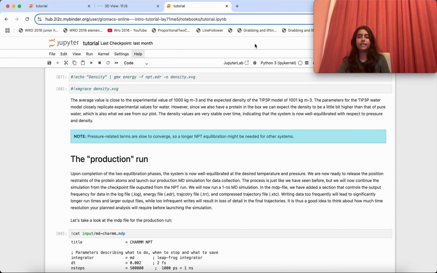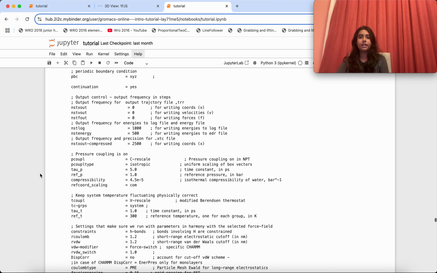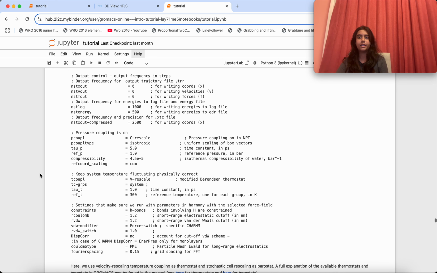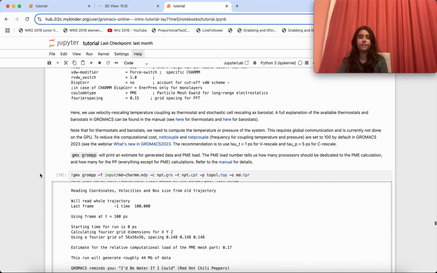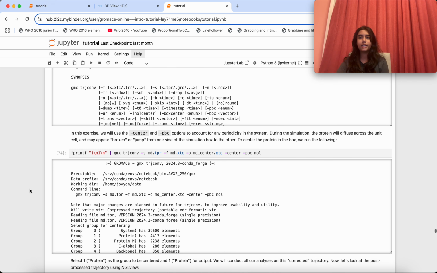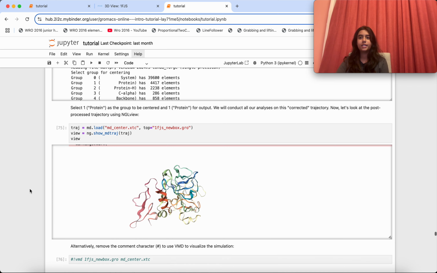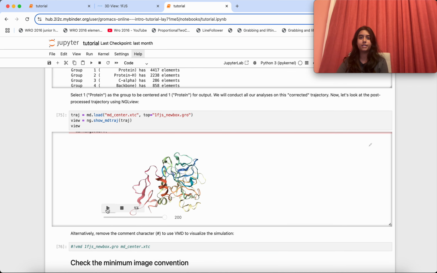After the system is at equilibrium at the desired temperature and pressure, we are now ready to release the position restraints of the protein atoms and launch our production MD simulation for data collection. Again, the run takes time, so we use pre-computed output and analyze it. We will focus on a few important pieces of analysis. First, we can visualize an animation of the trajectory, which intuitively shows structural stability.